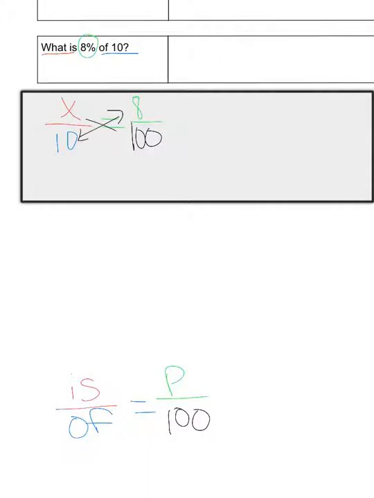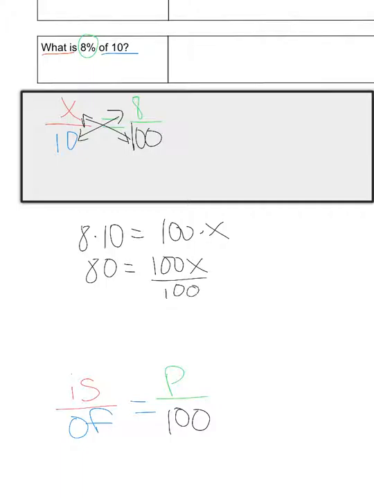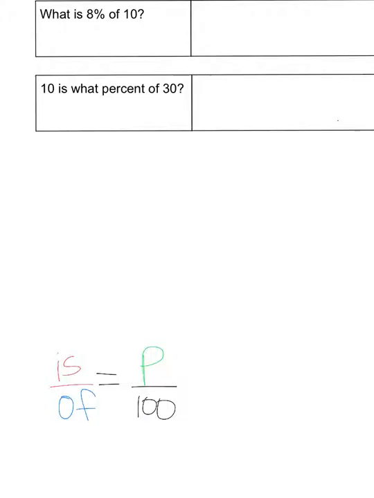So 8 times 10 is equal to x times 100. So we have 8 times 10 is equal to 100 times x. 8 times 10 is 80. 100 times x is 100x. Now to get x by itself, we have to divide both sides by 100. All right, and 80 divided by 100 is 0.8, so 0.8 is equal to x. So what is 8% of 10? 0.8.